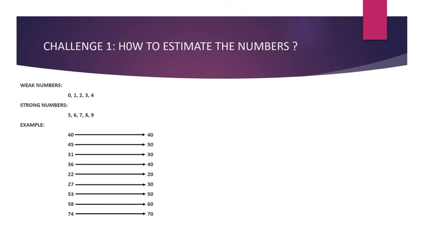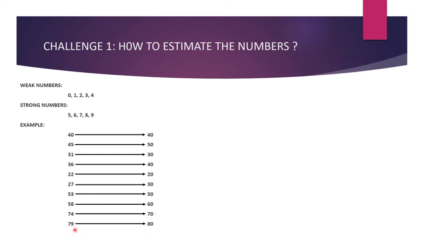Now the other example is 74. I think you will get it easily now. 74. Here at the end of 74 it is 4 and 4 is a weak number. So it will not change the place of 7 and 7 will remain the same and at the end you will put 0. So 74 after estimation will be 70.